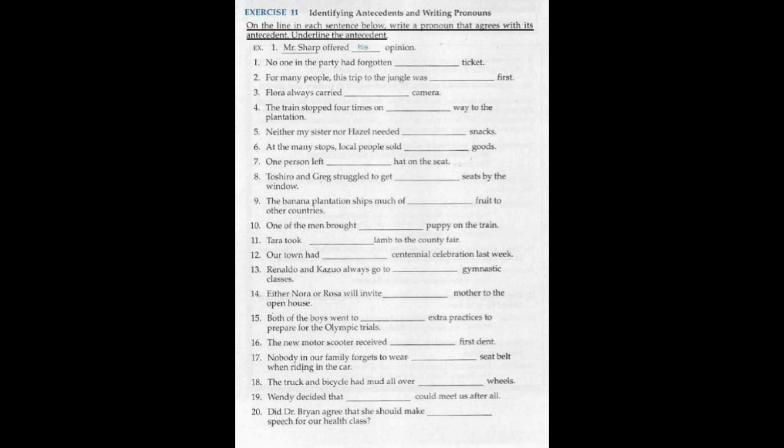Okay, let's look at the example. Mr. Sharp offered his opinion. I've underlined Mr. Sharp because he's the antecedent, and his is the correct choice because it's singular and Mr. Sharp is just one person. Okay, now what I want you to do is to do number 1 through 20, underlining the antecedent and filling in the pronoun, and go ahead and pause the video right now so that you can do this, and then turn the video back on and check your answers.